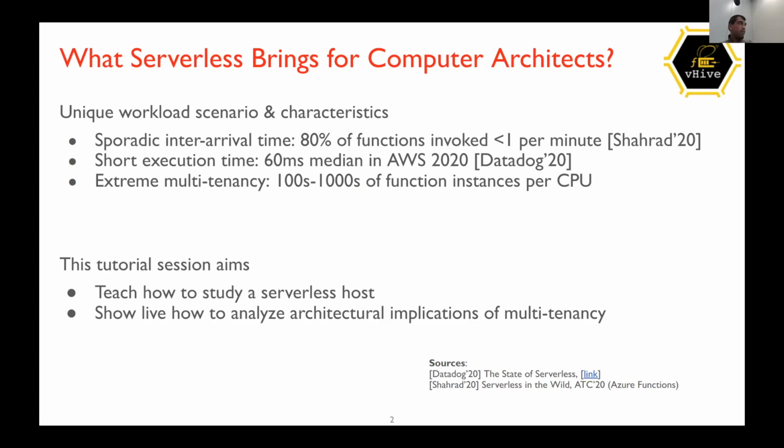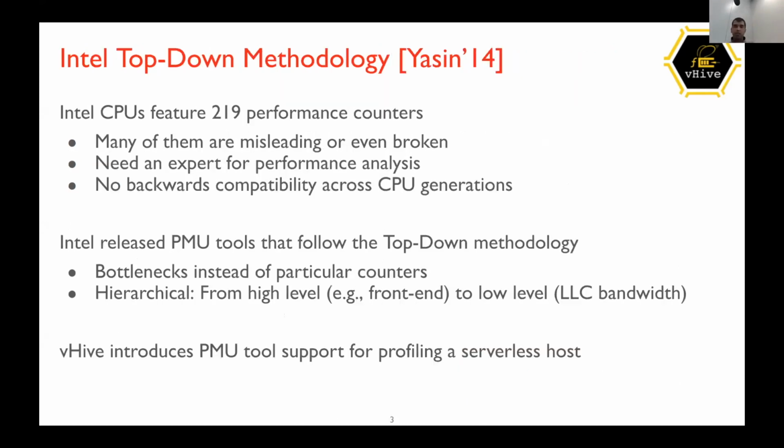Another thing is that there is extreme multi-tenancy, which means that over 100 to even 1,000 function instances reside on one physical CPU. And that's what we are interested in. So our tutorial aims to study a single serverless host using vHive, and we are going to show you live how to analyze the architectural implications of multi-tenancy.